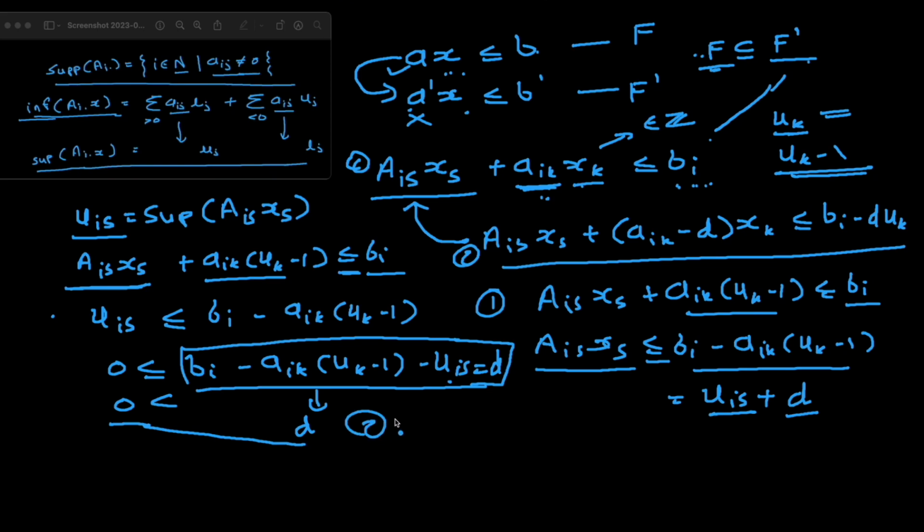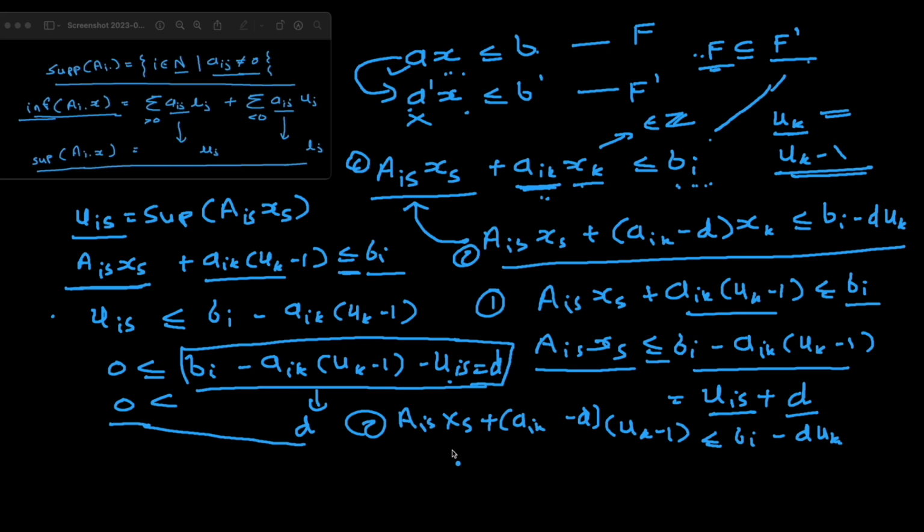For number 2 we have aisxs minus duk, plus aik minus d times uk minus 1, is less than or equal to bi minus duk.